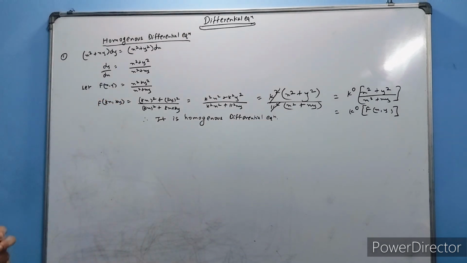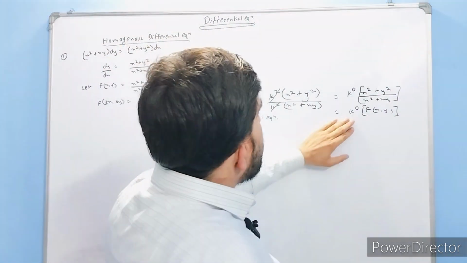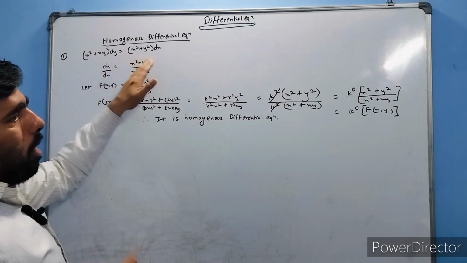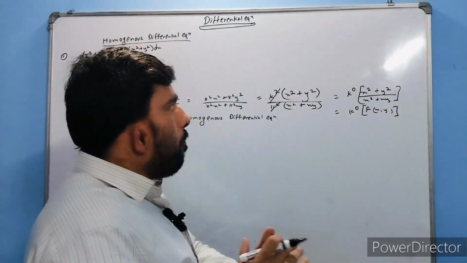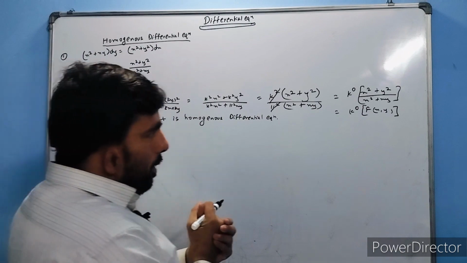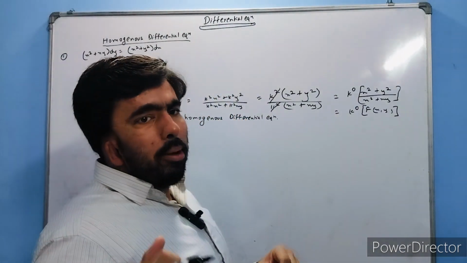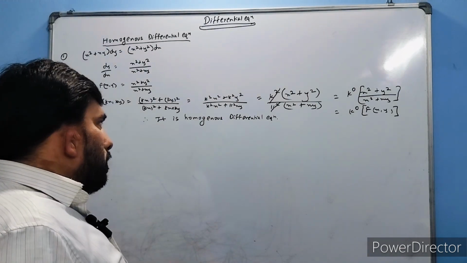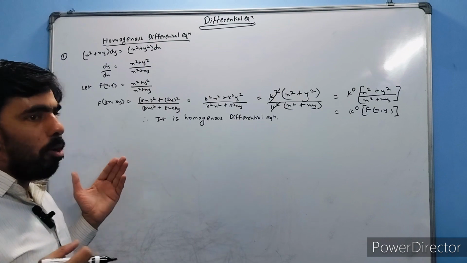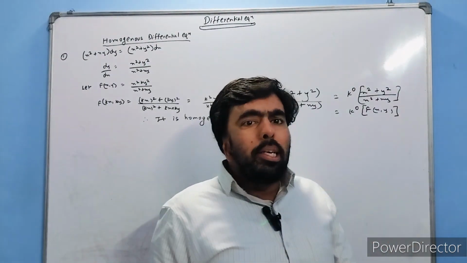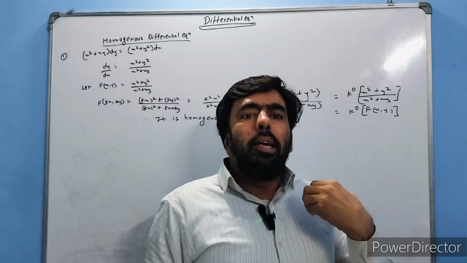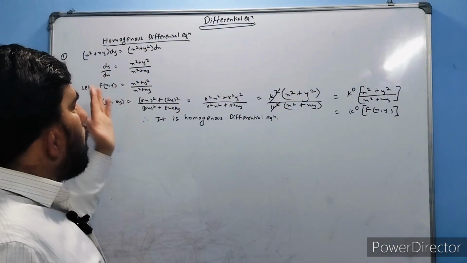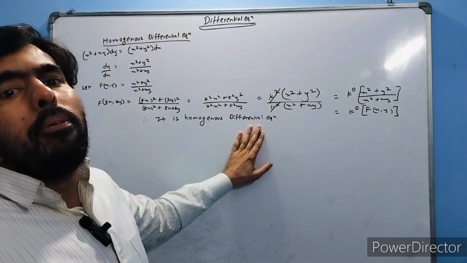Now what we can see here is that because of having k to the power 0, the coefficients of dx and dy have the same degree. So we can say they have the same degree, so it is a homogeneous differential equation. The question arises: first they will ask whether this differential equation is homogeneous or not. In the second case, they will ask you to find the general solution. Now let us see how we find the general solution after finding that this equation is homogeneous.